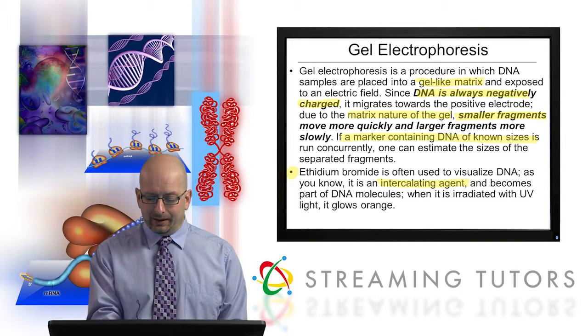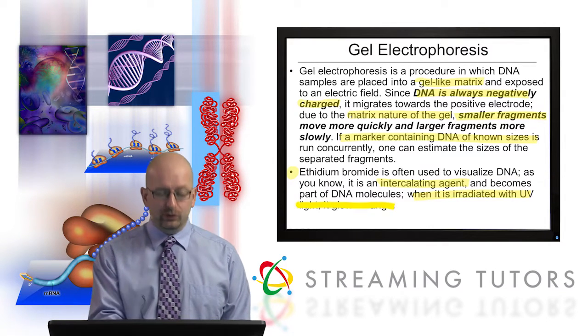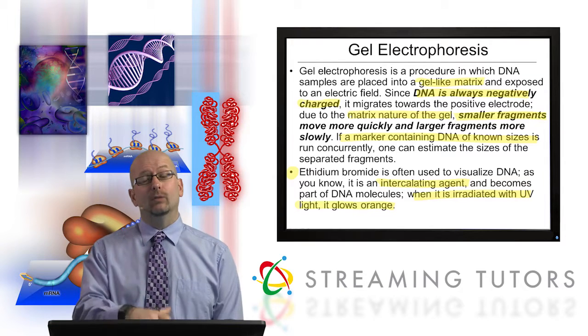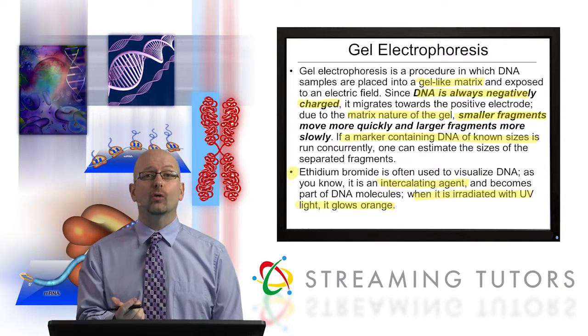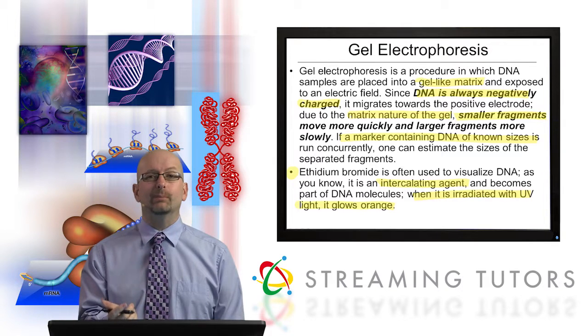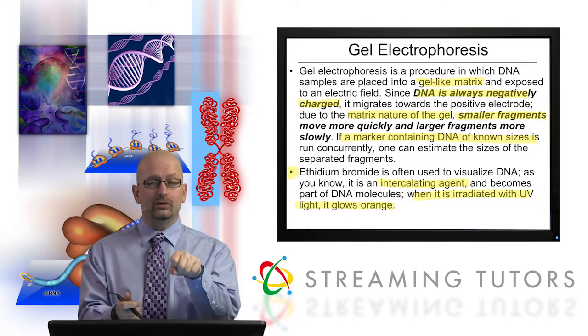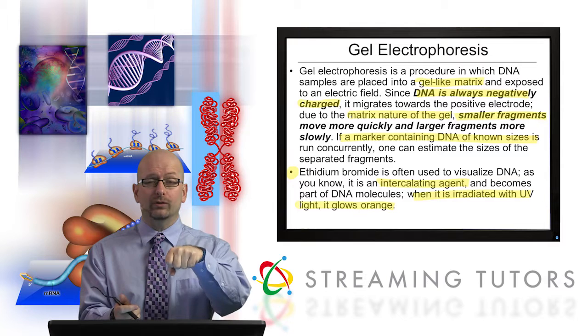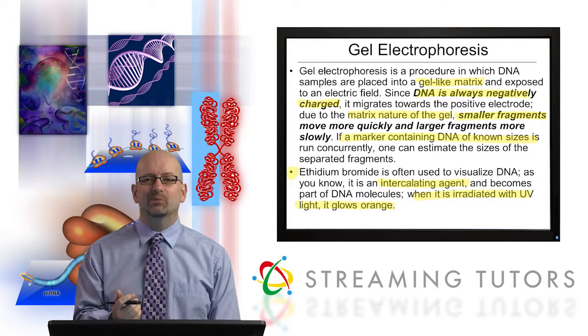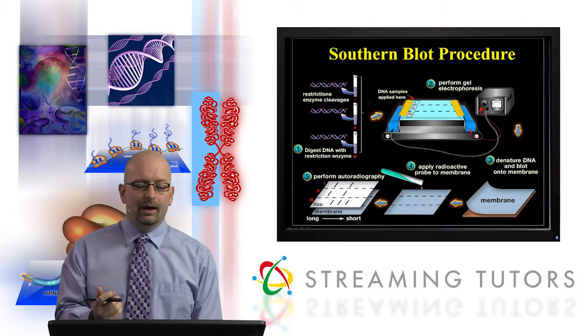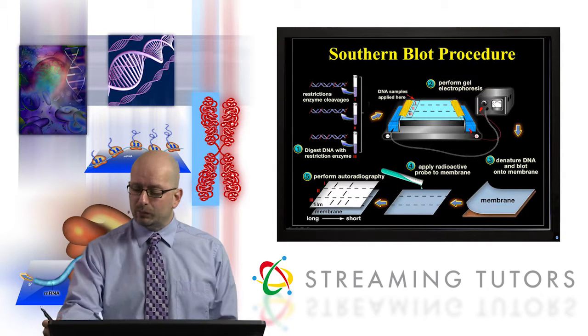And then it has this other property, that when you shine ultraviolet light on it, it re-radiates the light back in the visible spectrum, and it looks like it's glowing bright orange. So you can literally just hold a UV light over the gel, and you'll see the DNA bands shining. It's pretty cool. All right, but back to the southern blot.